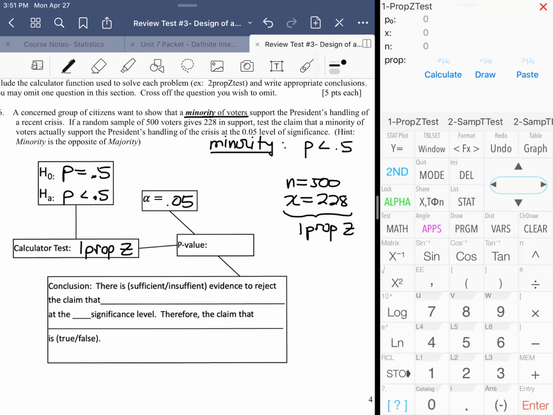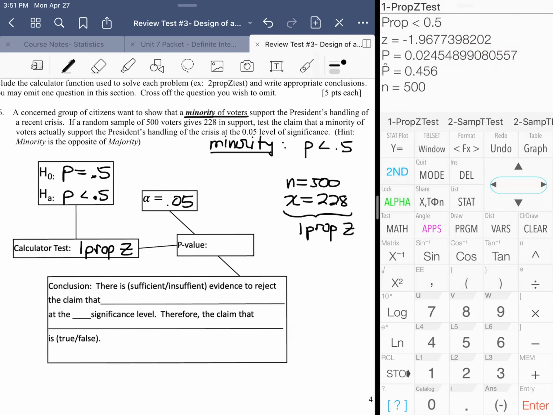Now, I'm not going to lie. People in the past have said, okay, I'm just going to go through the different calculator options until I find the one that matches up with the information that I have. I'm like, by all means, go for it. It might take you a little extra time, but it'll get the job done. So 0.5, 228, 500. It's a less than symbol because that's what our alternative hypothesis said. And then I calculate, and we're looking for the p-value: 0.0245.